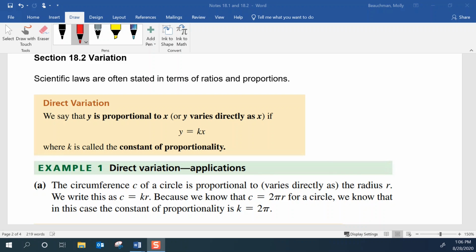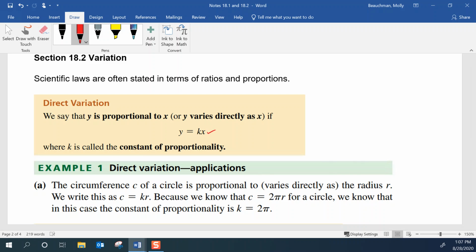In this video, we're going to take a look at a concept called variation, and it has to do with proportions. Scientific laws are often stated in terms of ratios and proportions. For example, direct variation: we say y is proportional to x, or y varies directly as x, if y is equal to some value k times x. This value k is called the constant of proportionality.